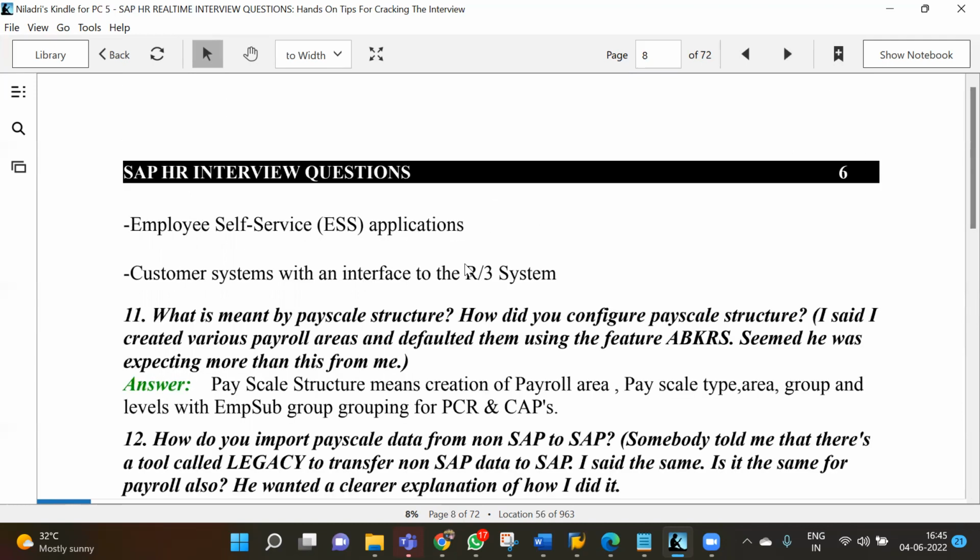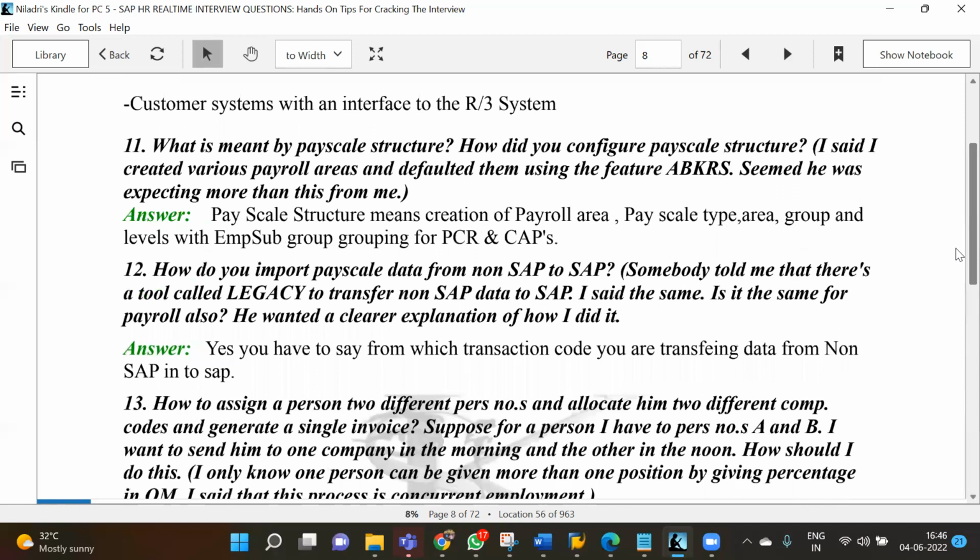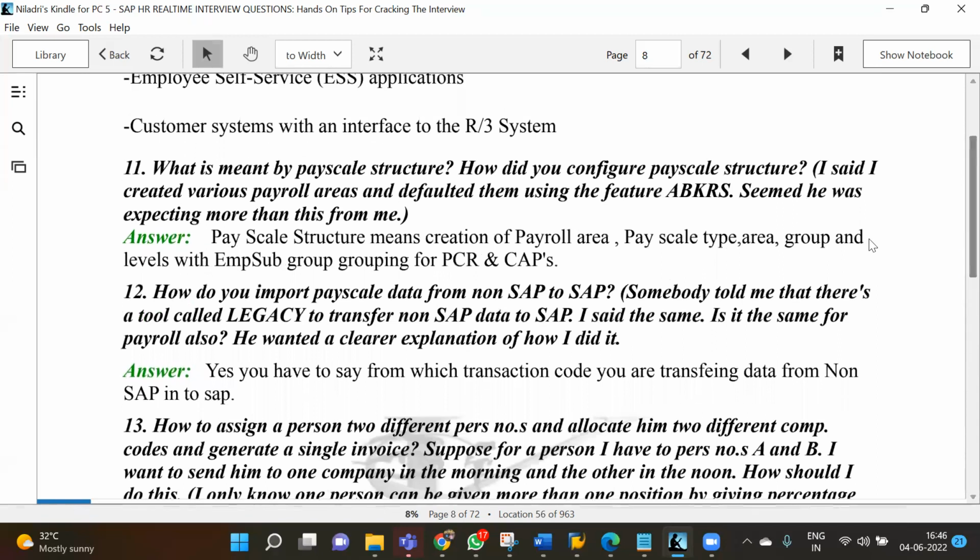Okay, and also the ESS is also an option, right? Custom system interface, we can have this custom interface and all. Then these questions are mostly related to your payroll. You can see what is meant by pay scale structure, how can you configure pay scale structure. So do not rely on these answers. You can frame your answers by searching in the SAP system, and you can develop your answer from there.